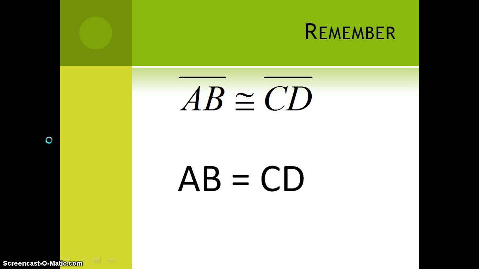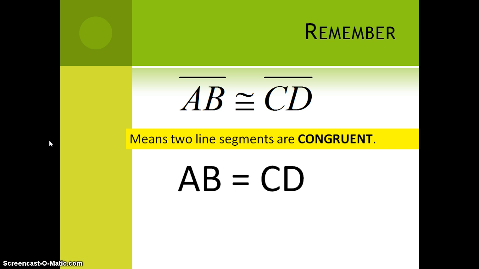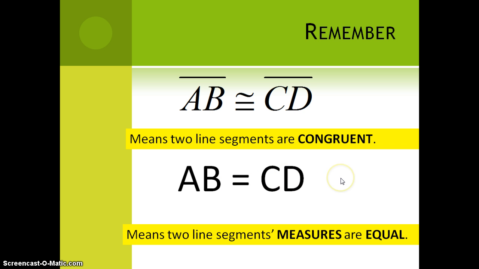Remember these two concepts. The first one says segment AB is congruent to segment CD. This means that two line segments are congruent. The second one says the measure of AB is equal to the measure of CD, or you could say the length of AB is equal to the length of CD. This means that two line segments' measures are equal. So they look very similar, but they're a little different.